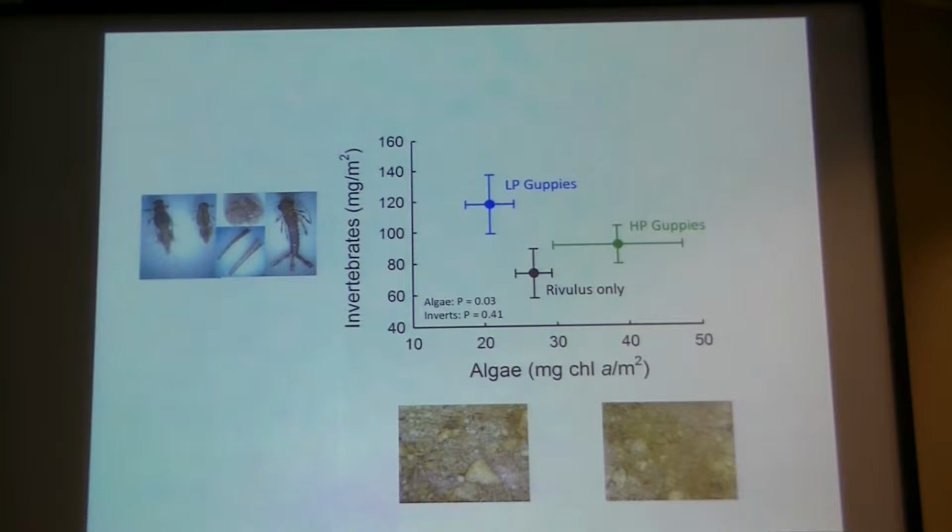Okay, so that's interesting because it appears that the guppy type you introduce to the stream determines which direction the system goes. If you were to introduce high predation guppies to a rivulus-only stream, you would expect to see an increase in algal biomass, whereas if you introduce low predation guppies to a rivulus-only stream, you would expect to see a decrease in algal biomass. That is certainly an unexpected result if you're an ecologist that tends to believe that a guppy is a guppy. This fundamentally suggests that the type of guppy you introduce might push the system in two totally different directions.